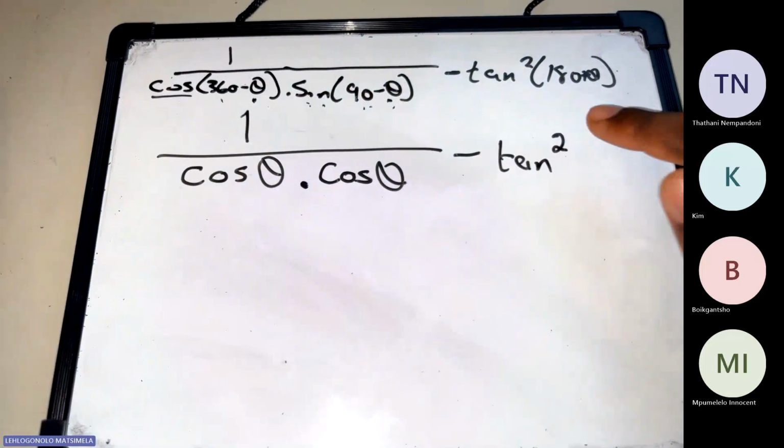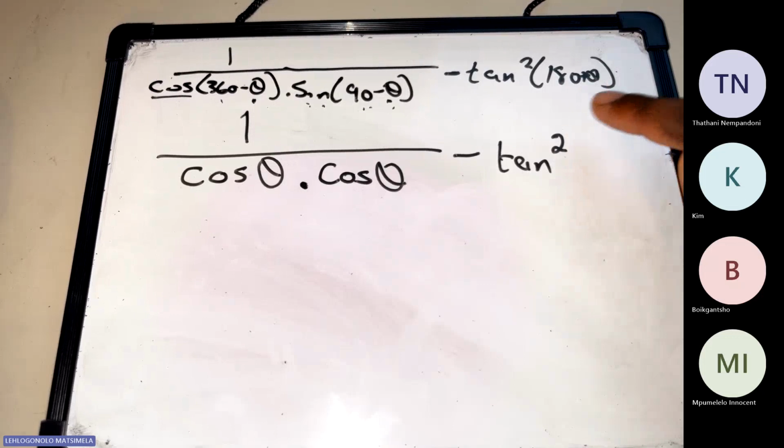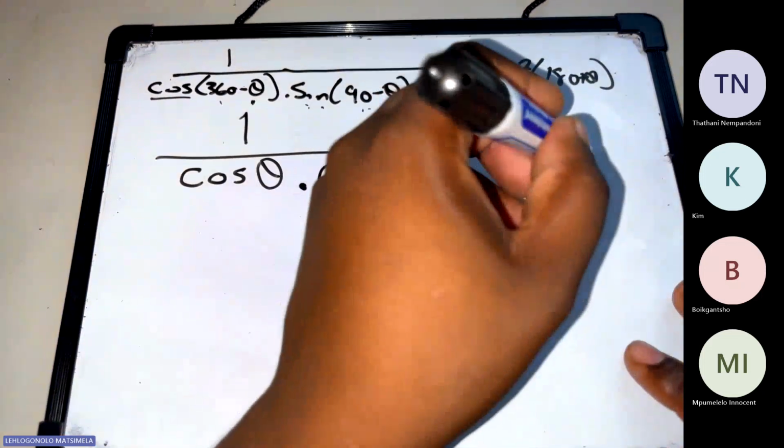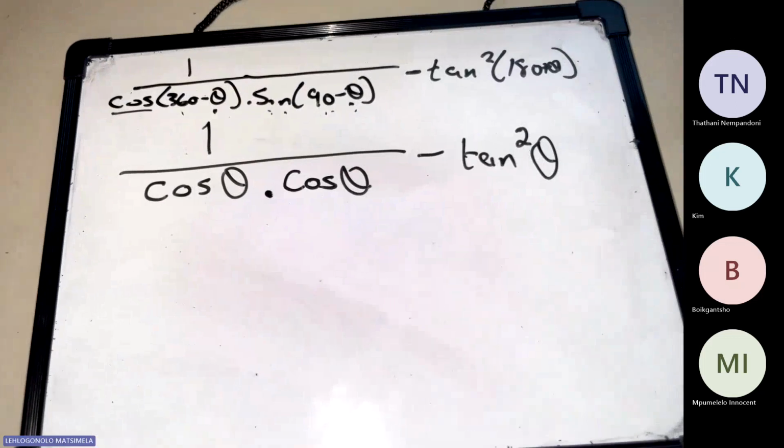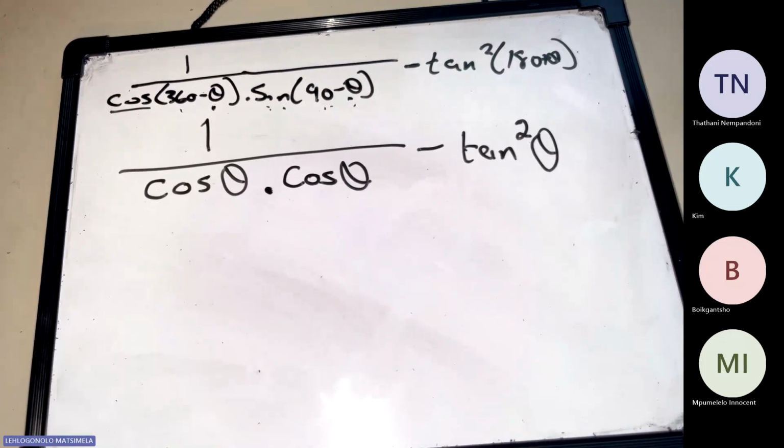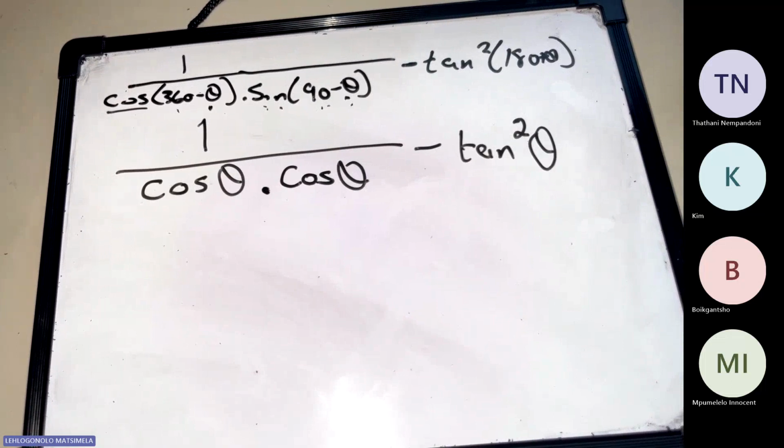And then into brackets, 180 plus theta. 180 plus is quadrant number 3. In quadrant number 3, tan is positive. Then I will remain with positive angle. Then that is the first step working towards the understanding. Then what do we do here?